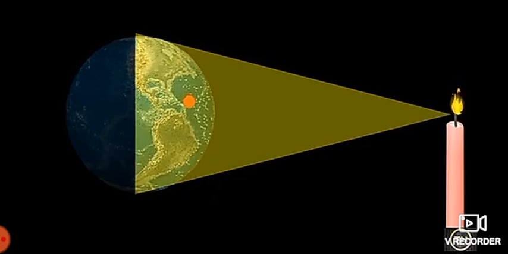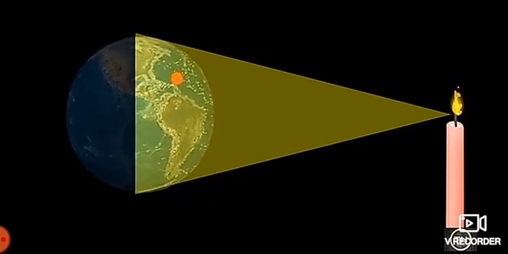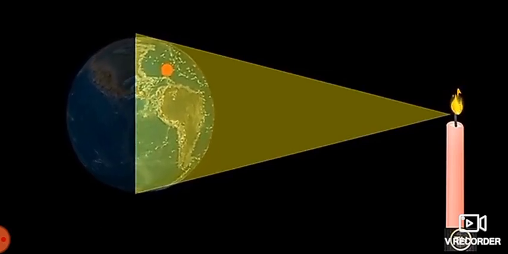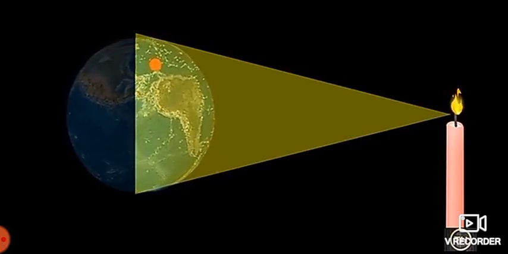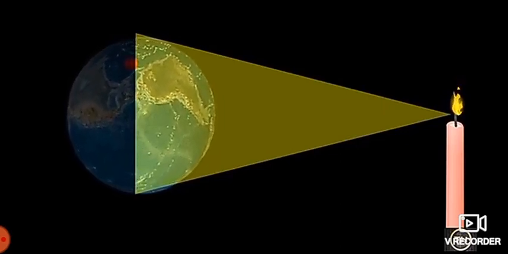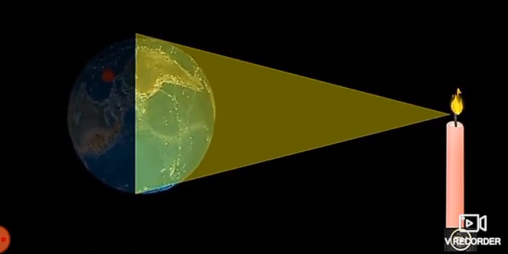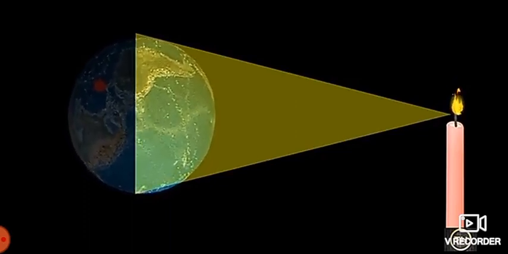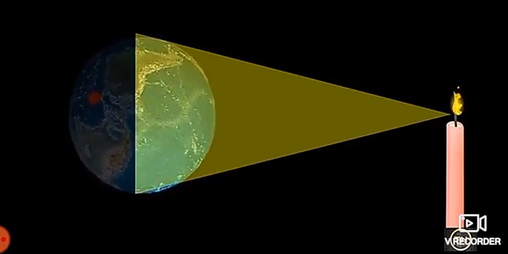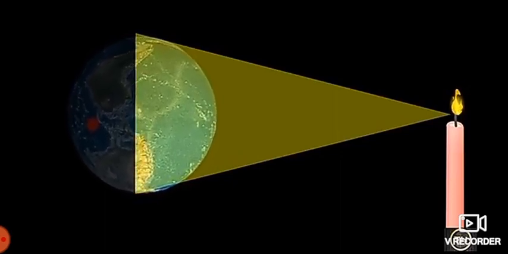Now after sticking the red bindi, we are going to turn the globe in anti-clockwise direction, that is from west to east. And when this earth is moving in anti-clockwise direction, we are going to note when it is sunrise, noon and sunset at the location of the bindi. Now let's see one rotation.